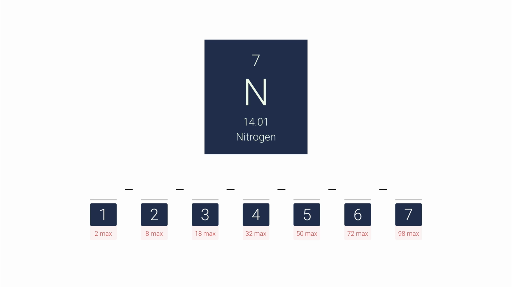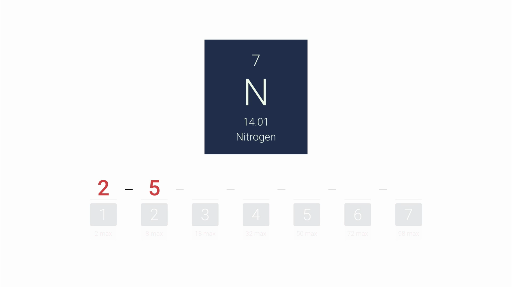Nitrogen, seven electrons, one, two in the first shell, and now we've hit our maximum there. The remaining five electrons can fit into the second shell just fine. So 2-5. Notice that our numbers should always be adding up to the total amount of electrons. We wanted to place seven electrons in this, and 2 + 5 is equal to 7, so that's good.